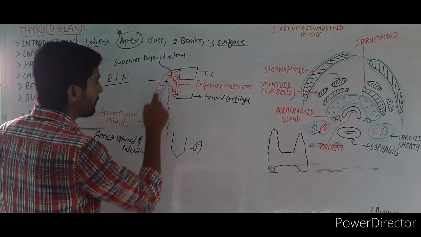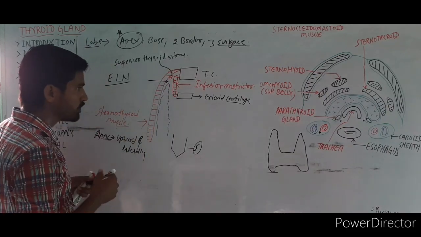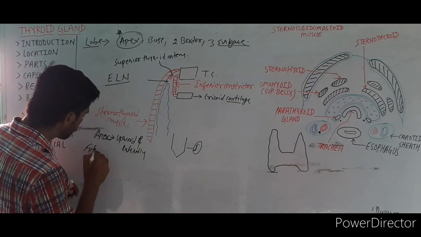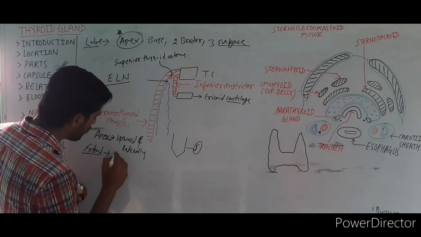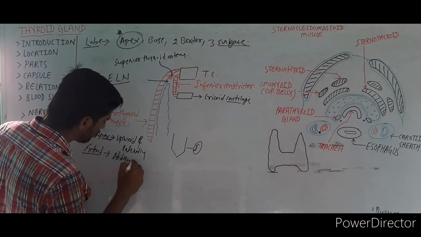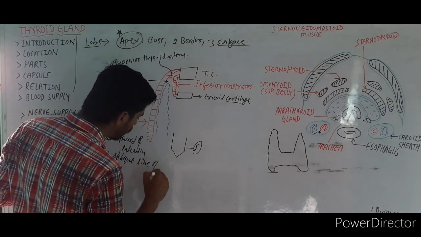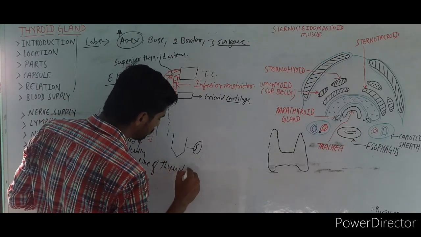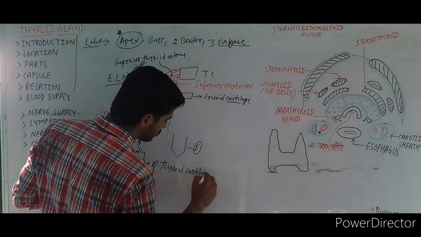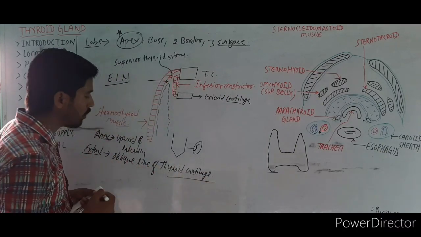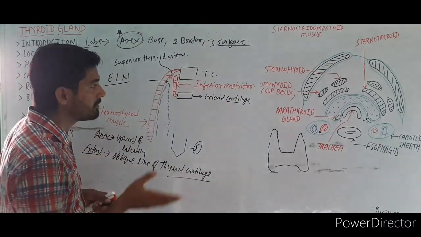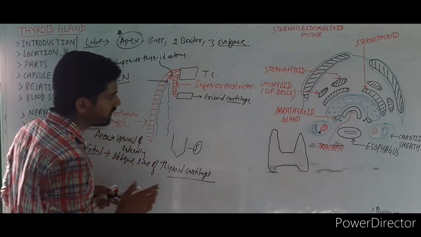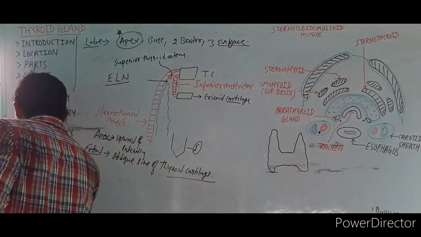Now, this apex extends up to the oblique line of the thyroid cartilage, and it is limited by the sternothyroid muscles. Okay, I am drawing one diagram here.